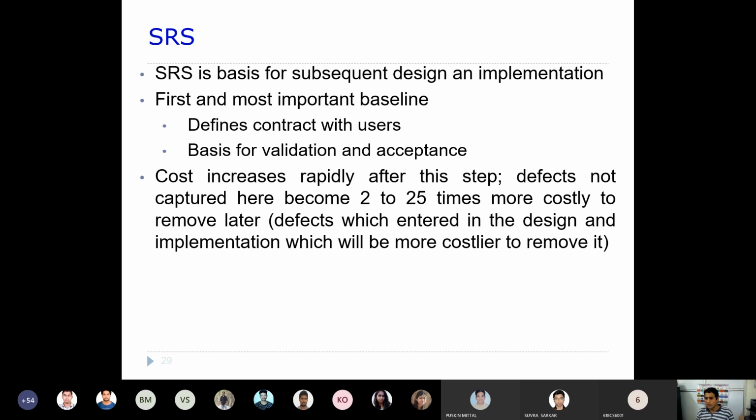Okay, so cost increases rapidly after this step. I mean, defects not captured here become 2 to 25 times more costly to remove later.